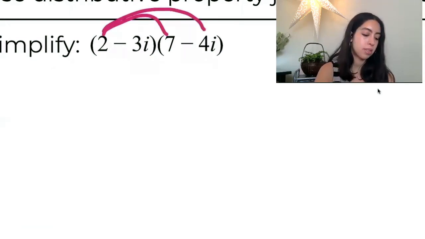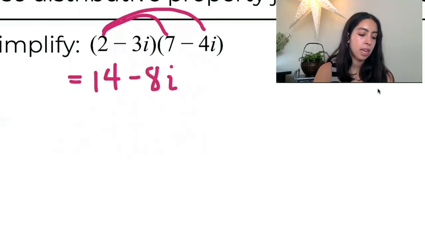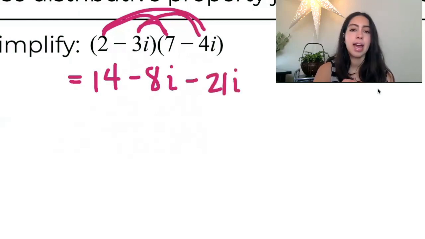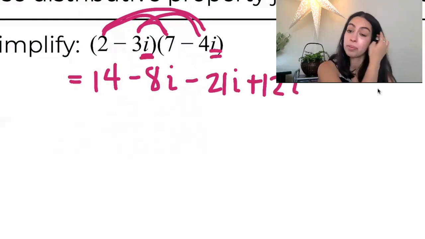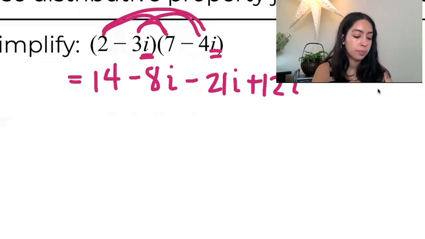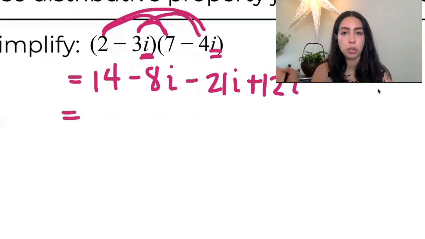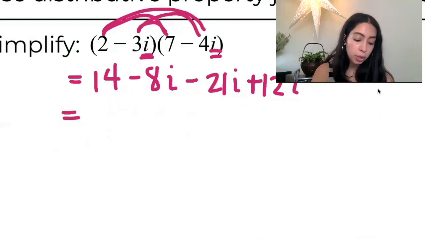So I'm going to go ahead and distribute that. 2 times 7 is 14. 2 times negative 4i is negative 8i. And then we'll distribute these two. Negative 3i times 7 is negative 21i, and negative 3 times negative 4 is positive 12. And remember, these i's have to be multiplied as well. So i times i gives me i squared. Okay, so from here, once you've distributed, we combine like terms.